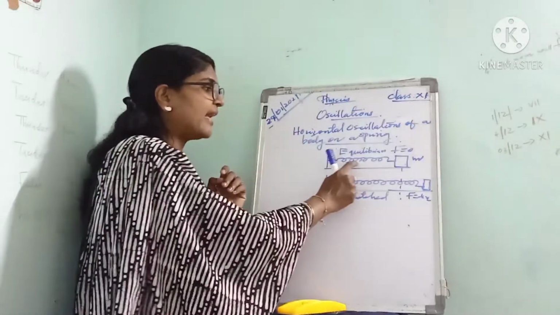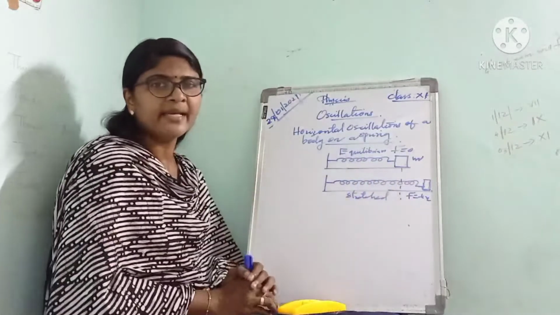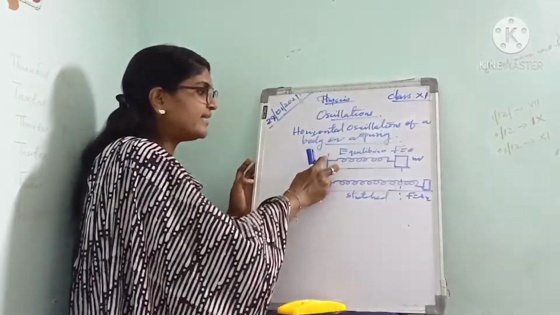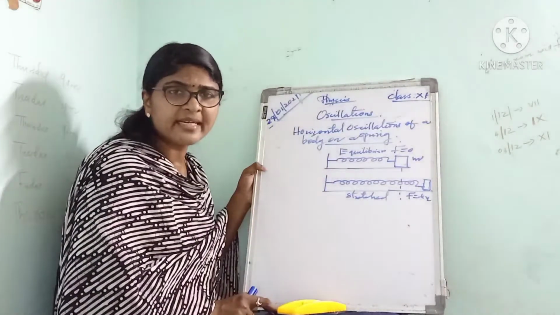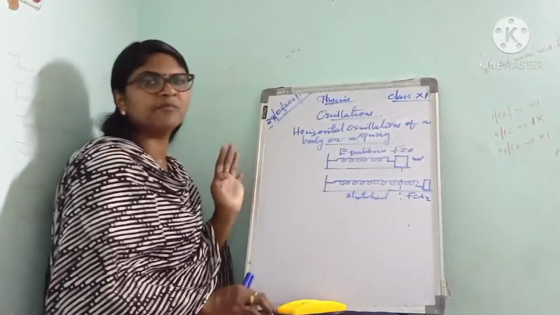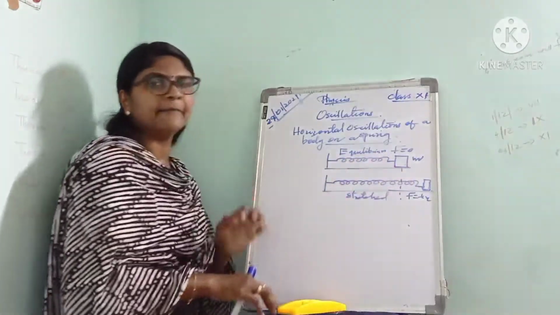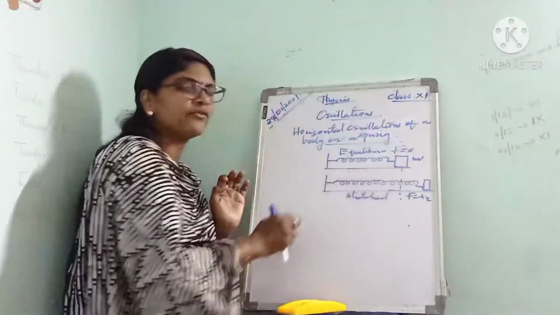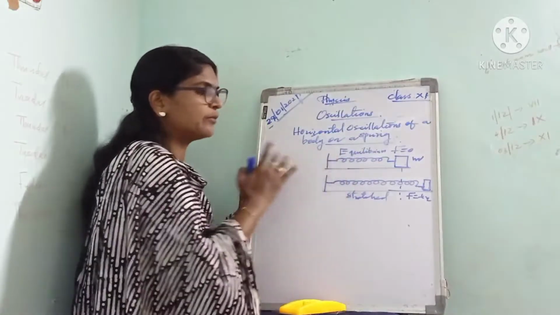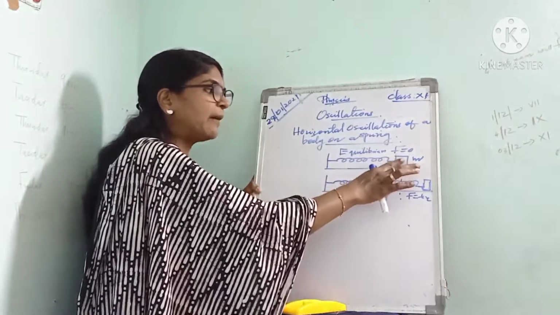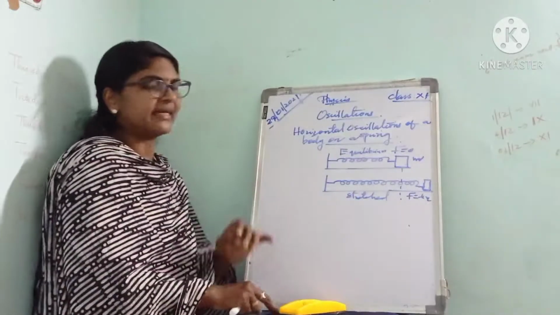For that, we consider a massless spring lying on a horizontal table. One end of the spring is attached to a rigid support, and the other end is attached to a body of mass m. This is the equilibrium position of the spring. Here we are not applying any force, so F equal to 0.